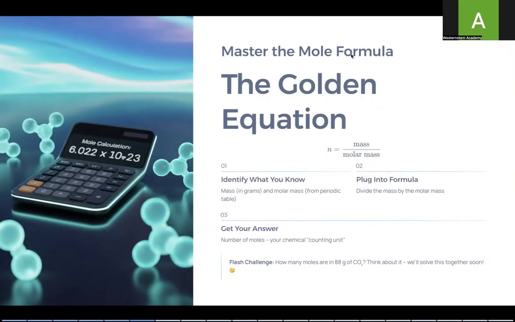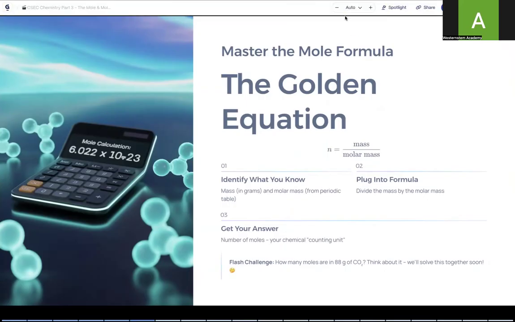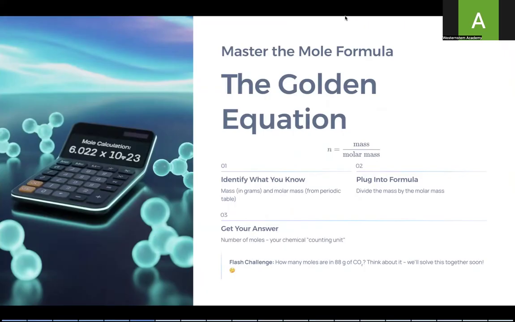Now we're going to look at the mole formula. This is where a lot of students often get into difficulties. Master the mole formula, the golden equation. This equation, please write it down. It's so important. The number of moles is equal to the mass over the molar mass.